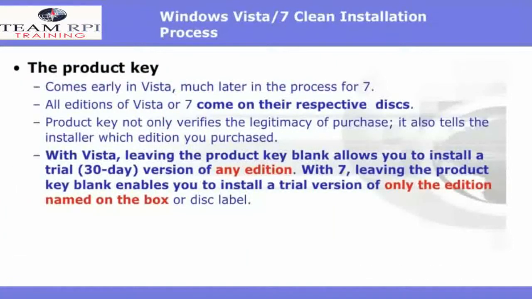At this step, you're going to be asked to enter your product key. The product key for all editions of Windows 7 and Windows Vista comes on the disk. With Windows Vista, leaving the product key blank allows you to install a 30-day trial of any edition of Windows Vista. However, with Windows 7, if you leave the product key blank, you can only install the trial version of the edition named on the box.